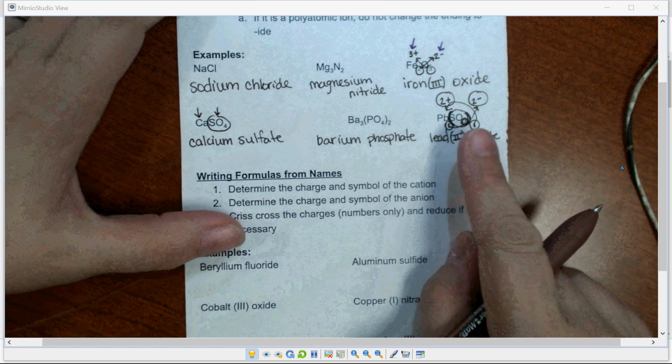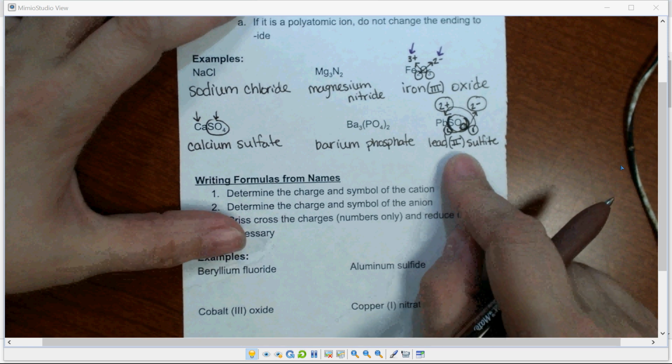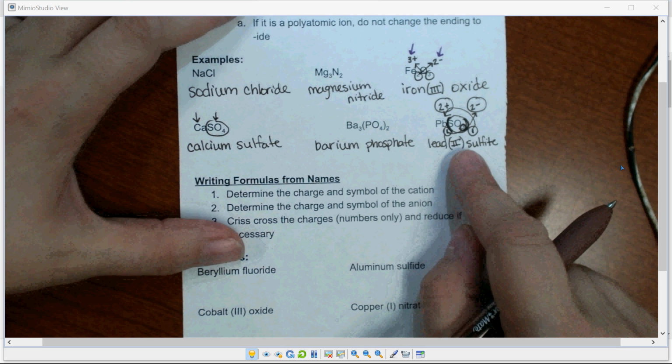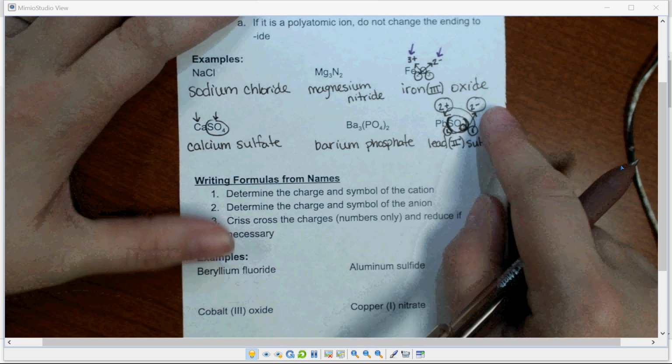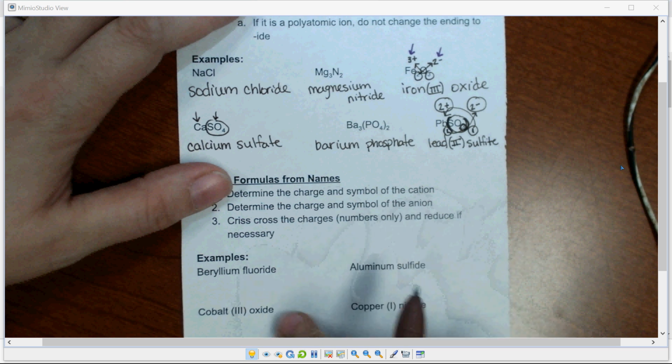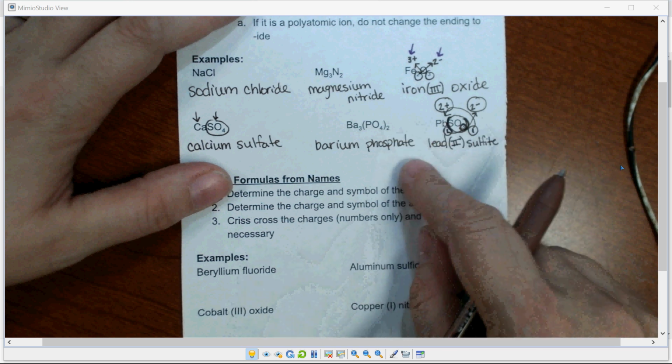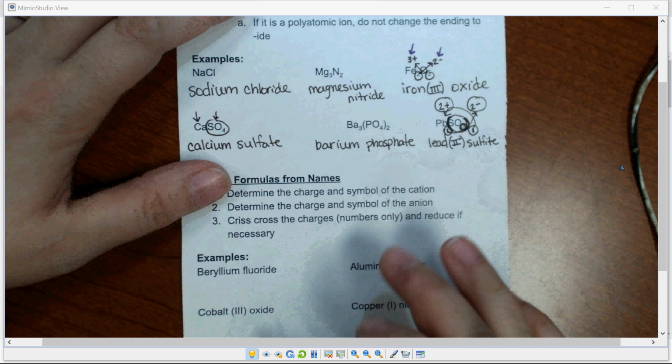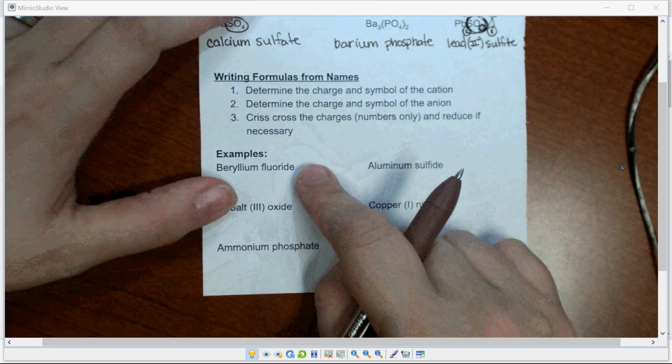That one's a little tricky, and I will try and not give you a ton of those. But there is a rule that says you reduce if possible, and we'll see that down here. So this is kind of like working backwards from that reduction. Okay, what if you're going the other direction?